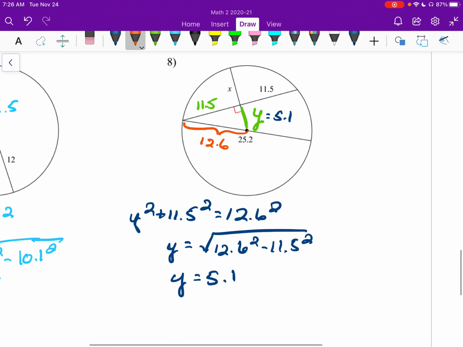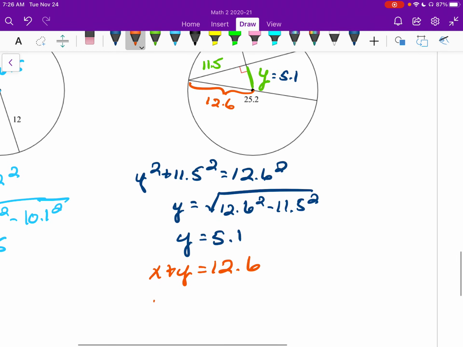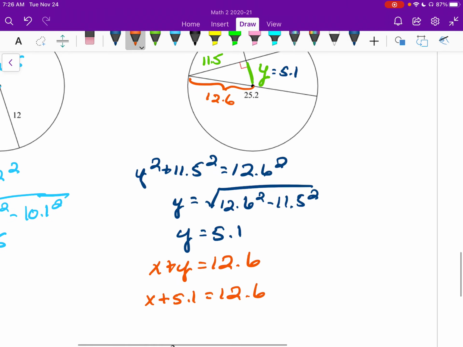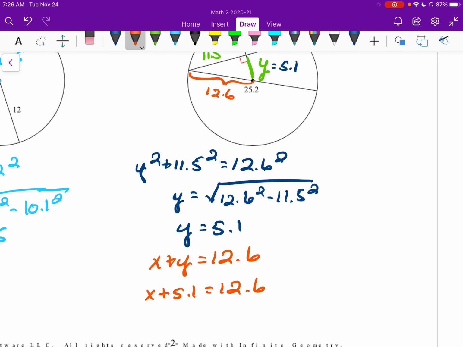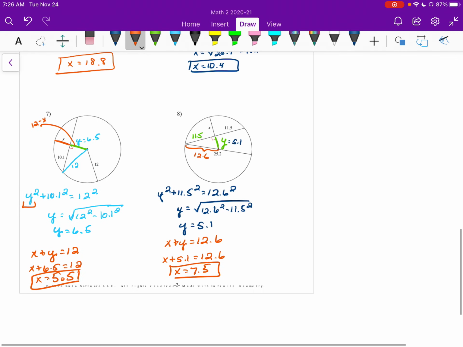I know that x plus y is 12.6, so x plus 5.1 is 12.6. And whenever I subtract 12.6 minus 5.1, I get x is 7.5. All right, there we are.